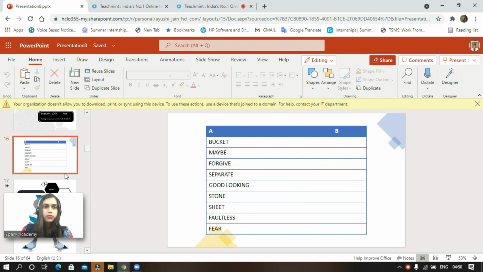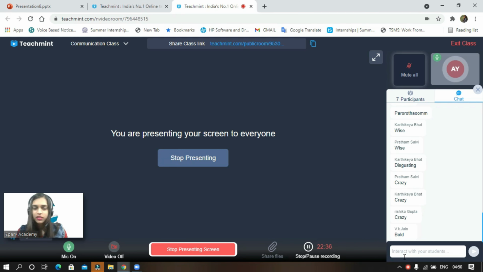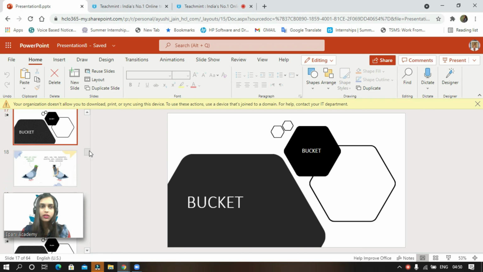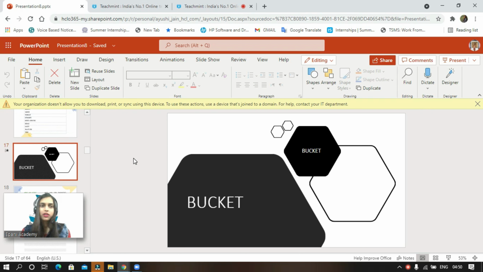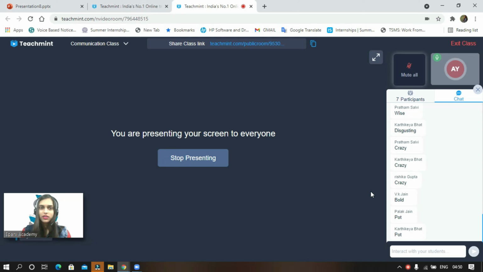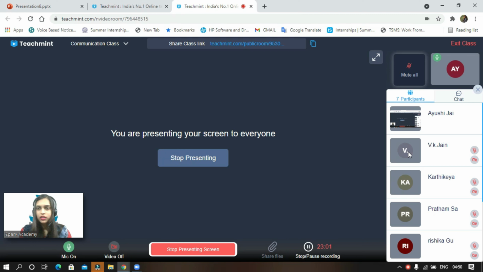Okay, so the first word is bucket. Here you need to write the answer, a synonym for bucket. So which one? Okay, pot. Great, pot. Right answer. Again, only two, Palak and Karthik. That's all, guys. Pratham, Rashika, Arya, Lakshman.